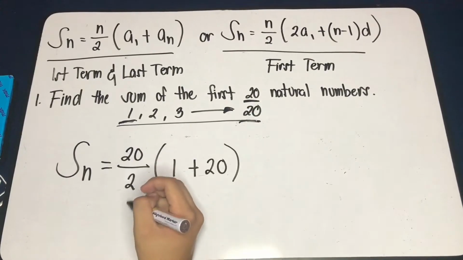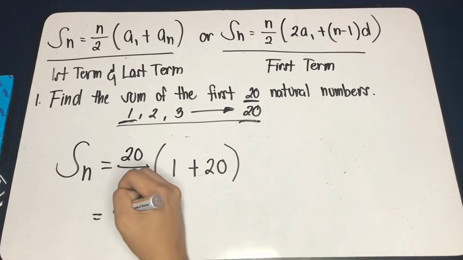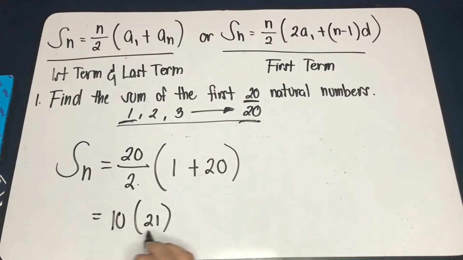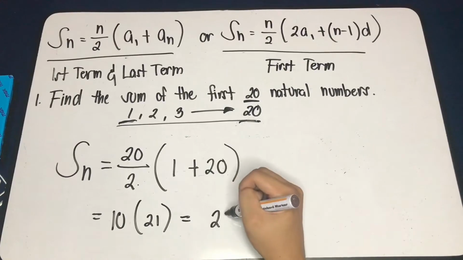So, 20 divided by 2, we have 10. 1 plus 20, we have 21. So, 10 times 21, ang answer is 210.